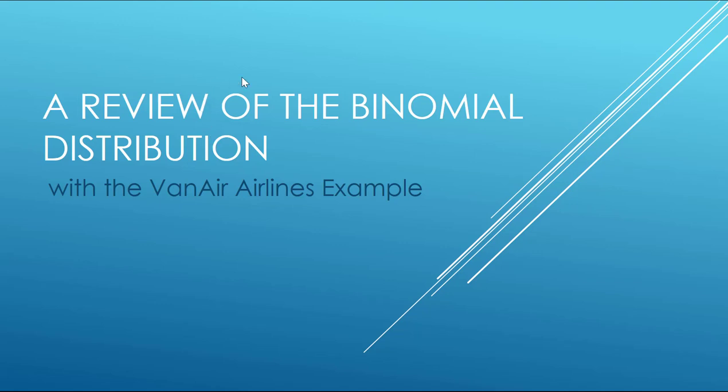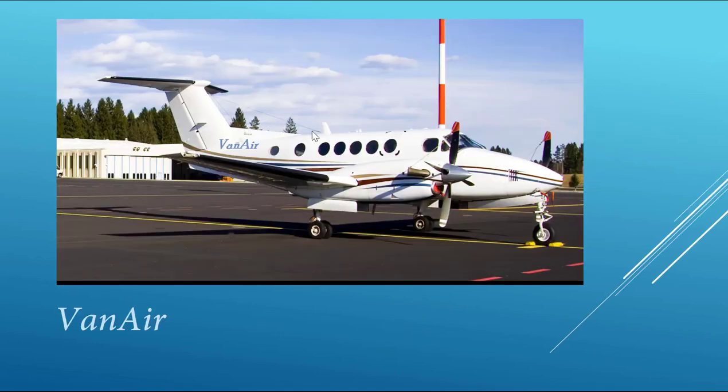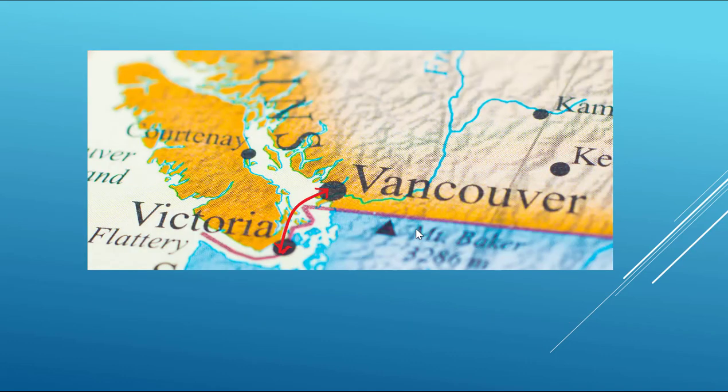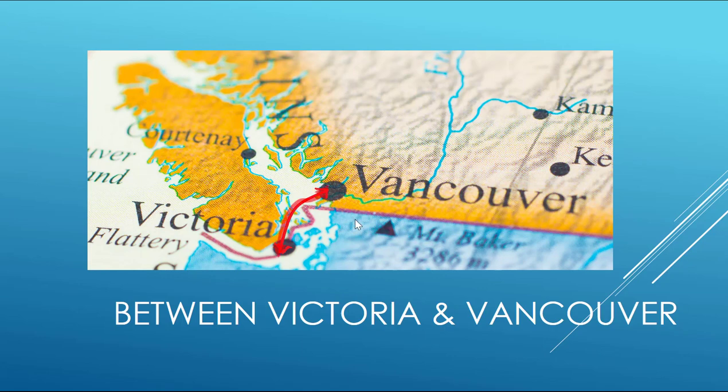In this video, we're going to start to review what's called the binomial distribution, and we're going to use the Van Air Airlines example that I'm going to talk through and keep going with for several videos here. Okay, so let's say Van Air is an airline that operates small flights here between Victoria and Vancouver.